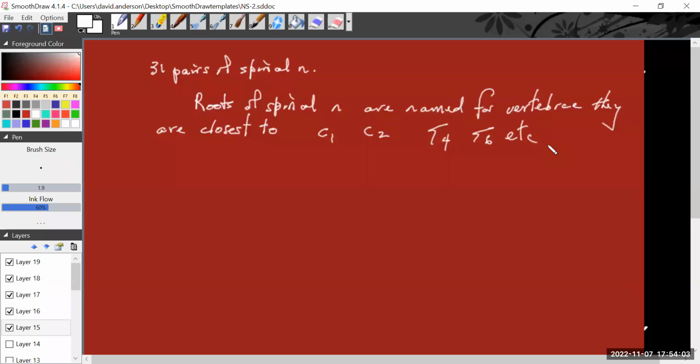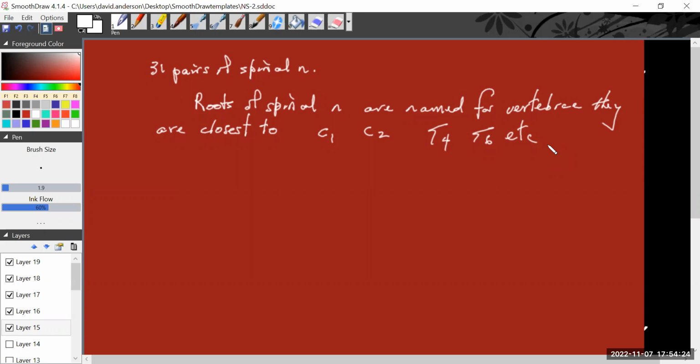So they're going to be named for the vertebrae that they're closely associated with. So we call a set of nerve roots C1 nerve roots, from the right side, C1 from the left side, C2, C4, C6, C7, up to C8, and then T1 up to 12, L1, 2, 3, 4, 5, S1, 2, 3, 4, 5. That's just how we name the nerve roots.